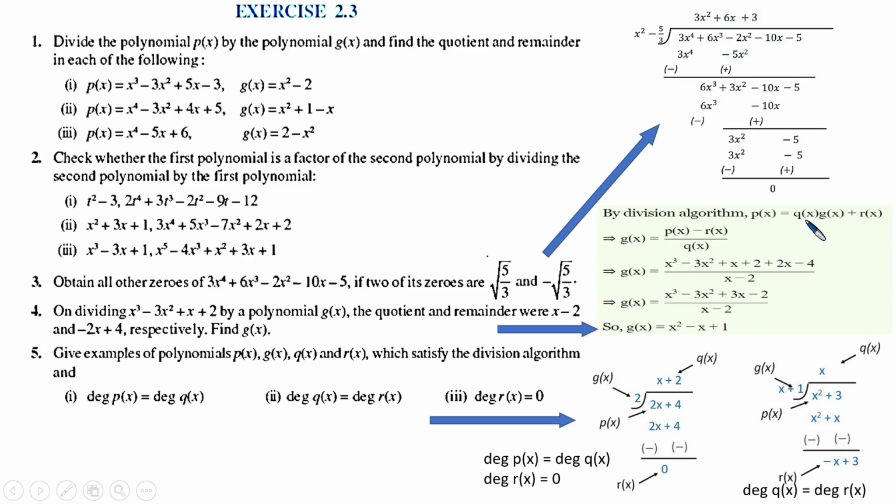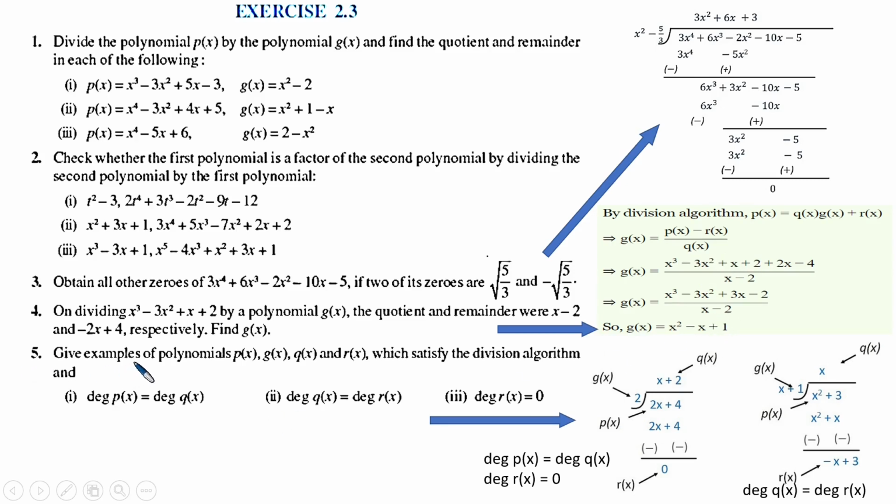So we know the division algorithm: the dividend is quotient times the divisor plus rx. So I can write, you have been told to find gx. So gx is nothing but px minus rx divided by qx. So these are given here. Please do a little algebra and you will get this gx. Just freeze it and see it.